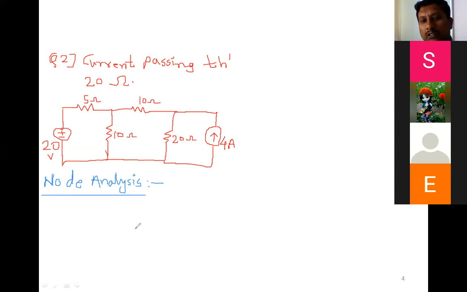So how many principal nodes are there? First of all, the current passing through 20 means we are interested to find out this current. I will give the name as I20. Okay. Now, how many principal nodes are present? Anyone?